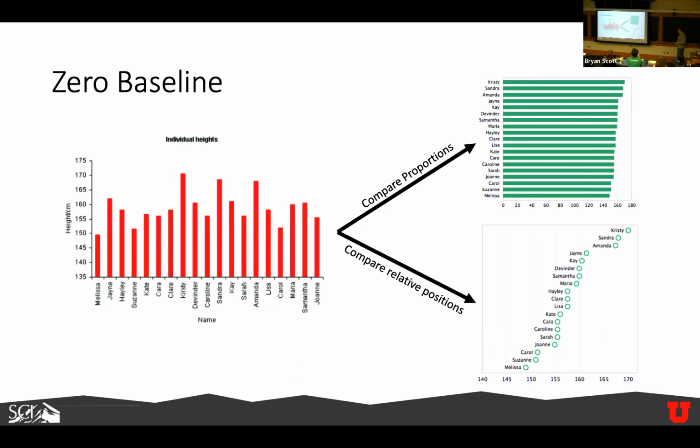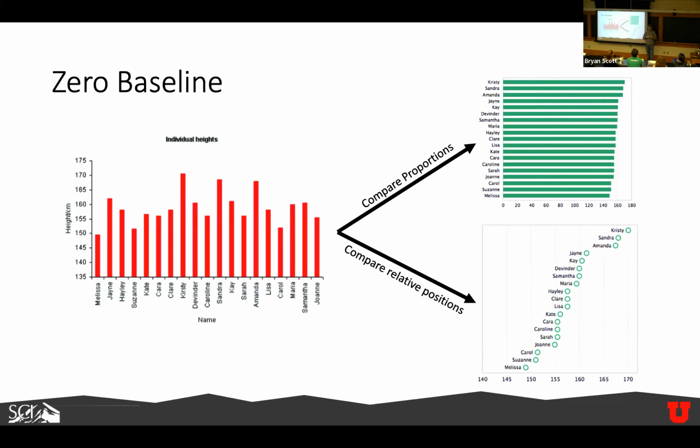Okay, so when should you use a 0 baseline? Again, it really depends. There are a lot of context-based things, but here's one way to think about it. If you want to compare overall proportions, then you want to use a 0 baseline. Say these are people's heights. If you want to compare their overall height, having a 0 baseline makes sense. It gives you a fair comparison of their overall height.